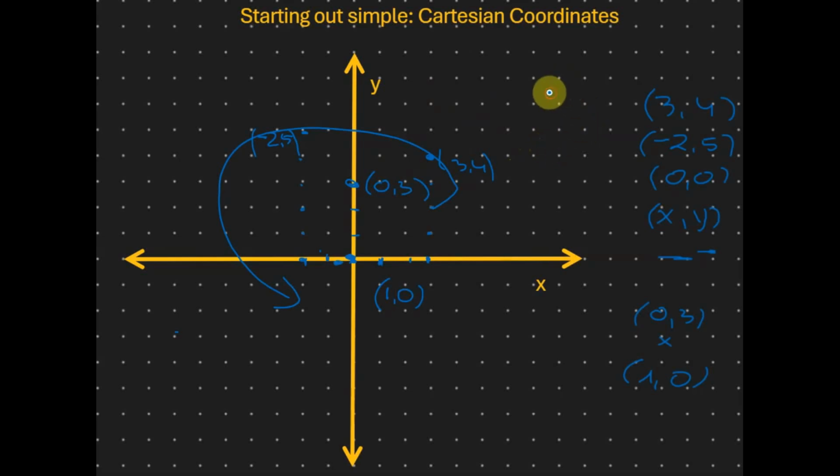The points in quadrant 1 have both x and y coordinates that are positive. In quadrant 2, x coordinates are negative and y coordinates are positive. In quadrant 3, both x and y coordinates are negative, and in quadrant 4, x coordinates are positive and y coordinates are negative.